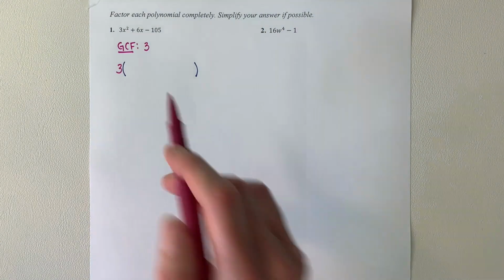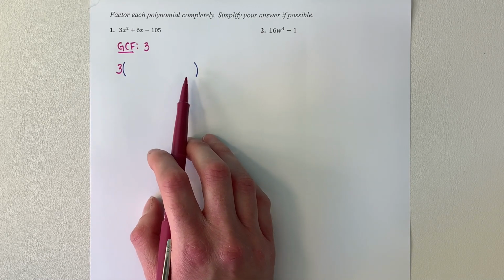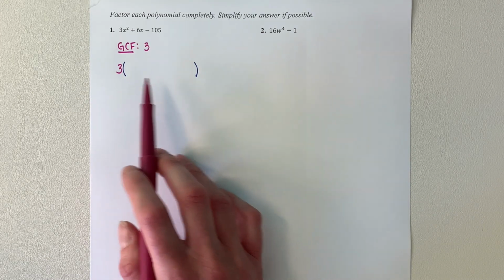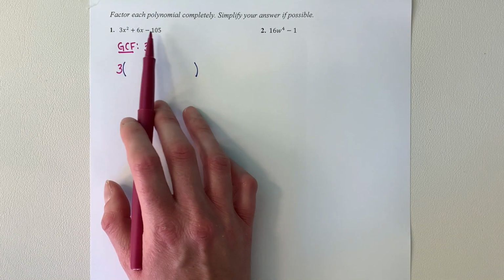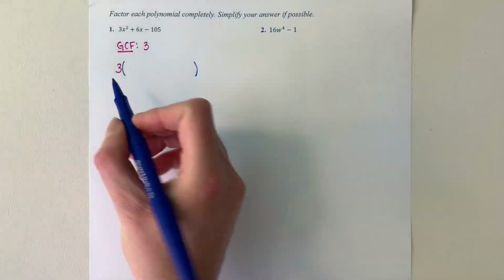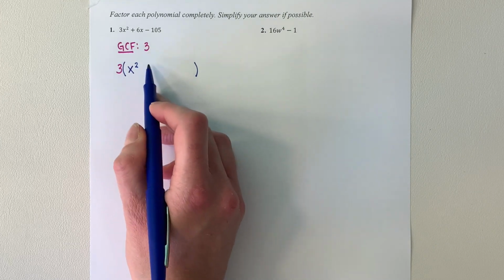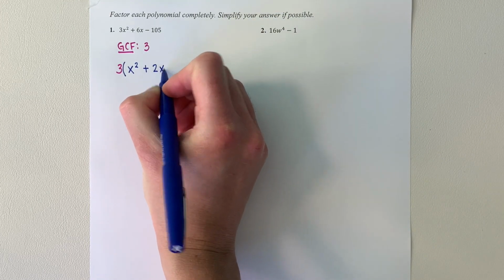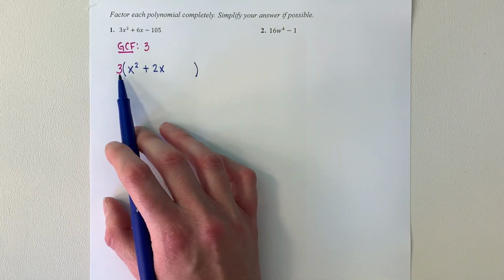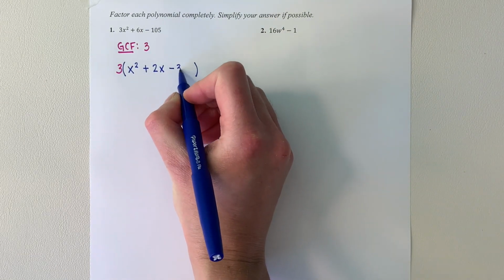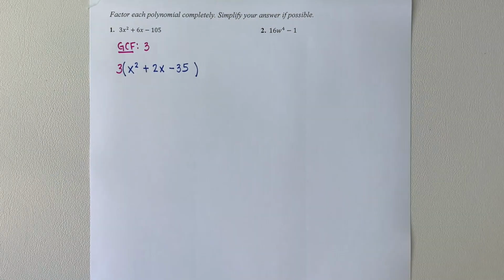To do that, we draw our 3 outside of parentheses, and then we think through the distributive property. What do we have to put inside the parentheses so that when we distribute the 3, we get the expression 3x squared plus 6x minus 105? Well, 3 times x squared will give us 3x squared. 3 times a positive 2x will give us our positive 6x. And if you take negative 105 divided by 3, you'll get negative 35. So 3 times negative 35 will give us negative 105.